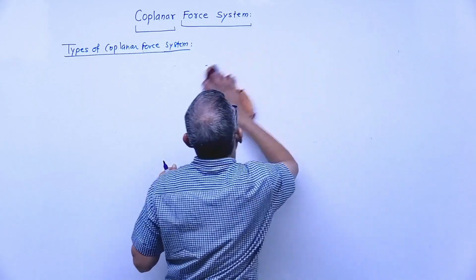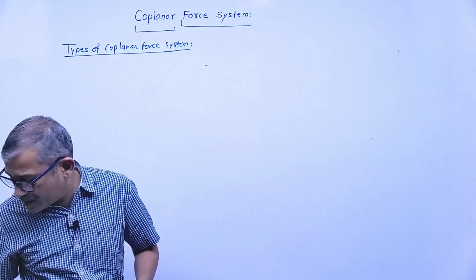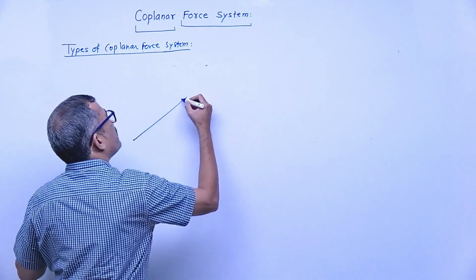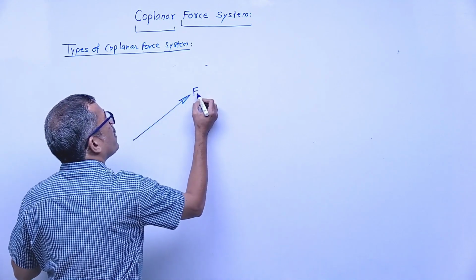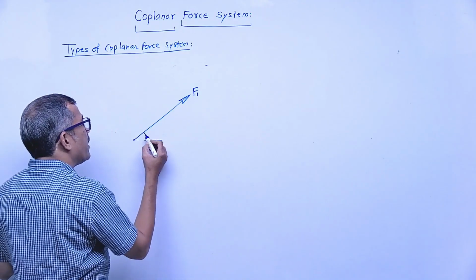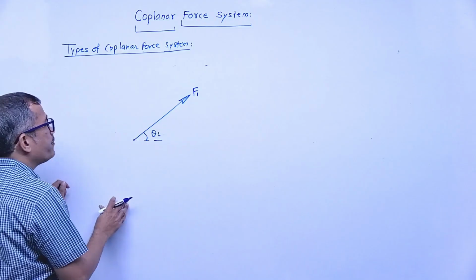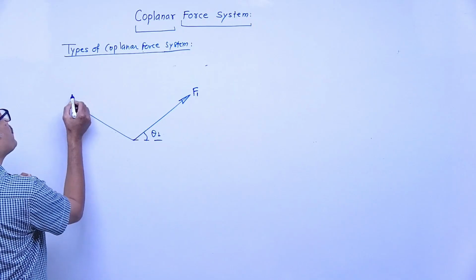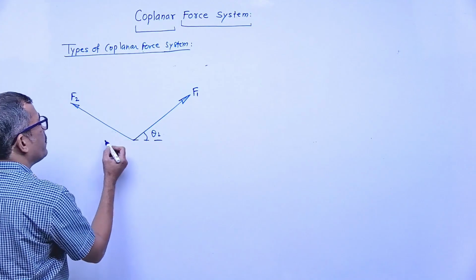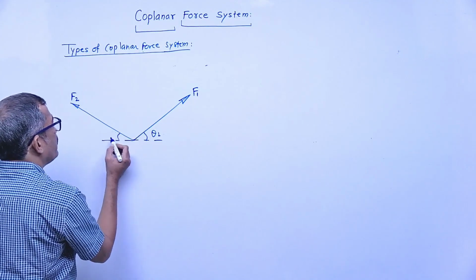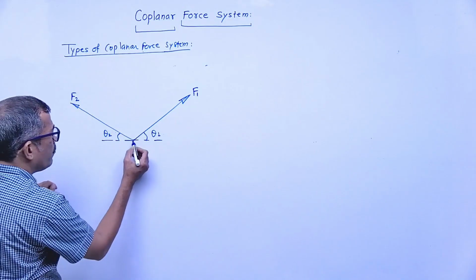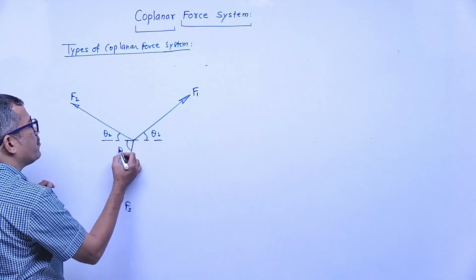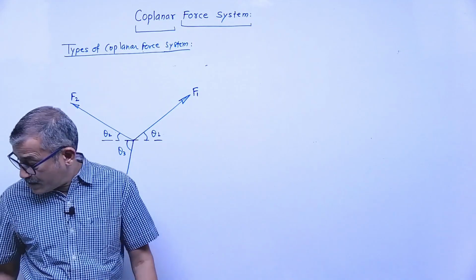See here. Suppose I represent one force like this. The force is acting at this point. Say the magnitude of force is F1, and this is its direction, say the angle is theta. This is one force. There is one more force acting like this. This is force F2, with its magnitude, and its inclination with the horizontal is theta 2. One more force I will add here, say this is F3, and its direction is theta 3.